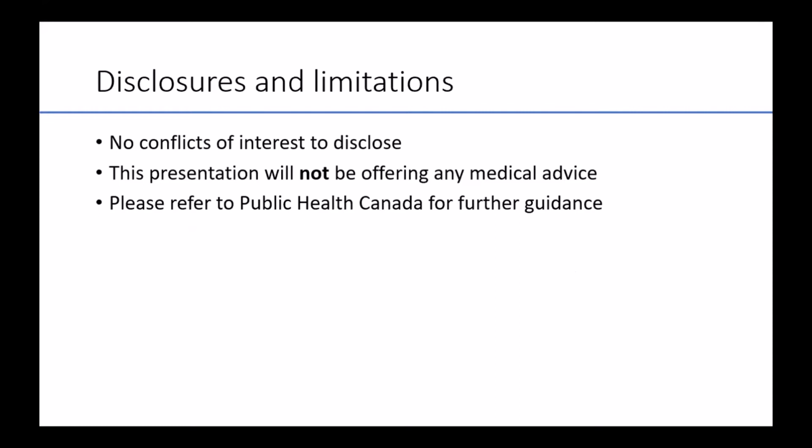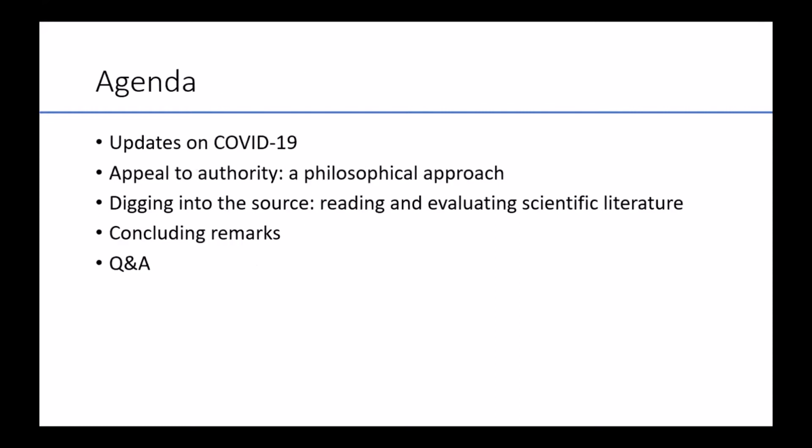So our agenda for today, I want to keep everyone updated on COVID-19, make sure that we're all on the same page. I'll be giving you two important toolkits you can use to approach this crisis. The first, from a more philosophical approach, is what an appeal to authority is. And secondly, I'll be talking about the very basics of how to read scientific literature, so you can take your sources directly from the information from scientists, not necessarily from people that may be spinning it a different way. I'll have some concluding remarks, and we can have some questions and answers at the end.